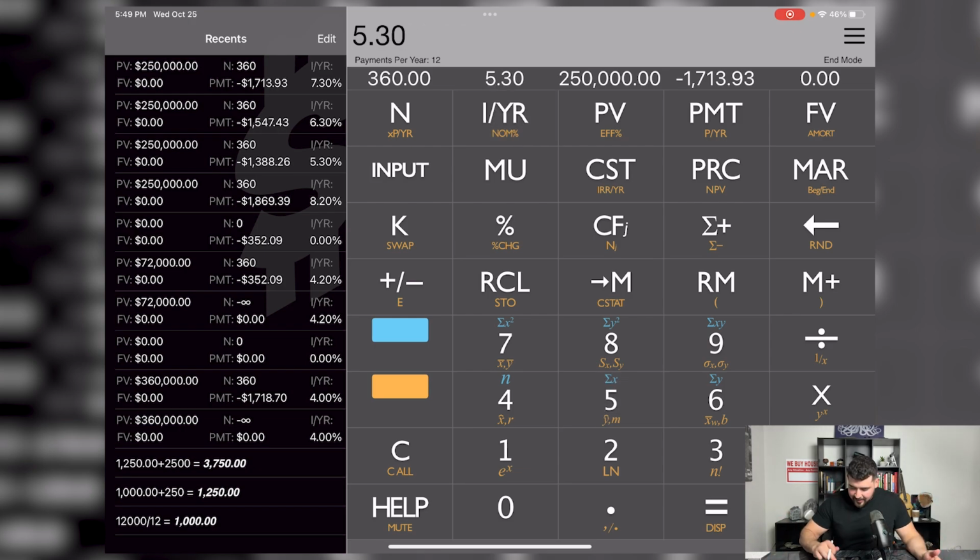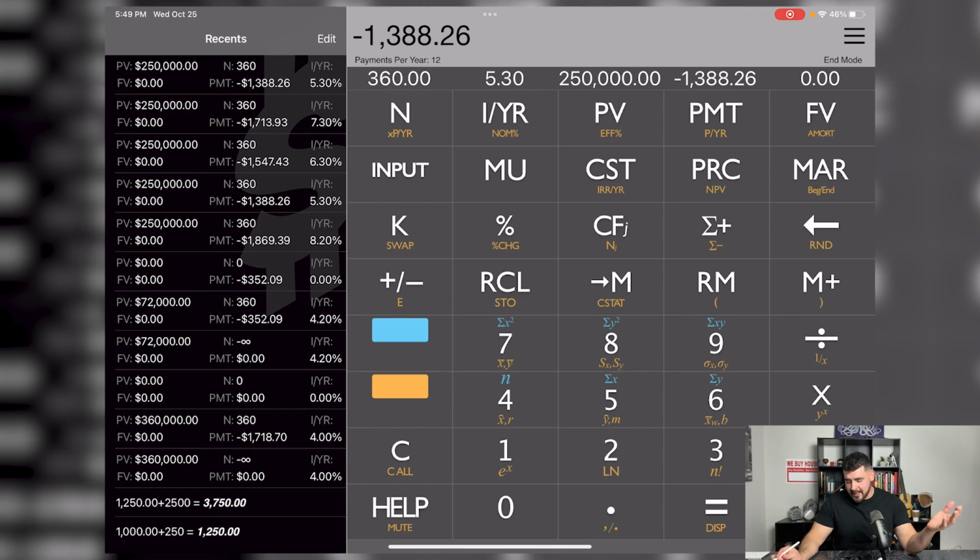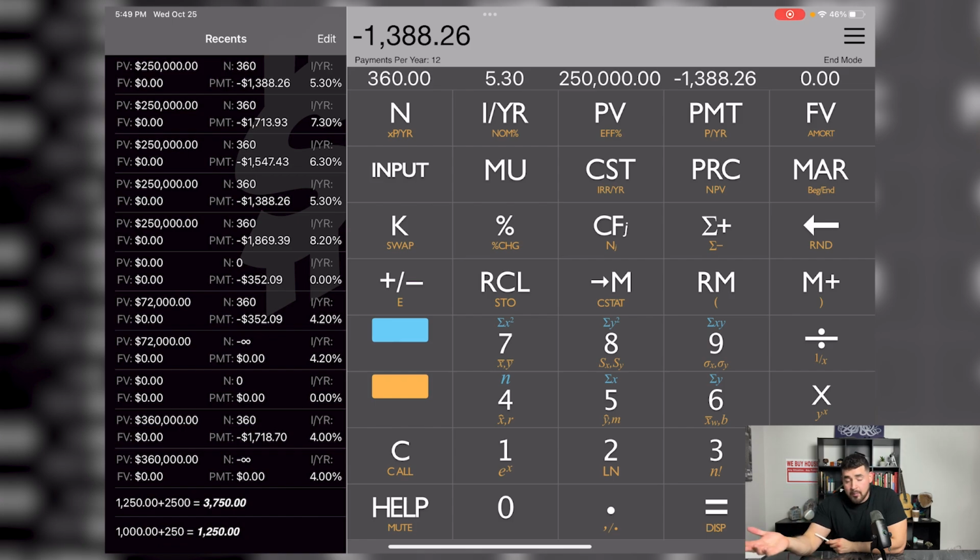But let's go over here and say it's a 5.3% interest rate, so $1,388. Now, a couple different ways you can structure this property. If the property is still worth $250,000, which in most situations it's not going to be, then you can still pay the $250,000 and then put them at an interest rate with today's rate, and you will still be making $500 a month cash flow.